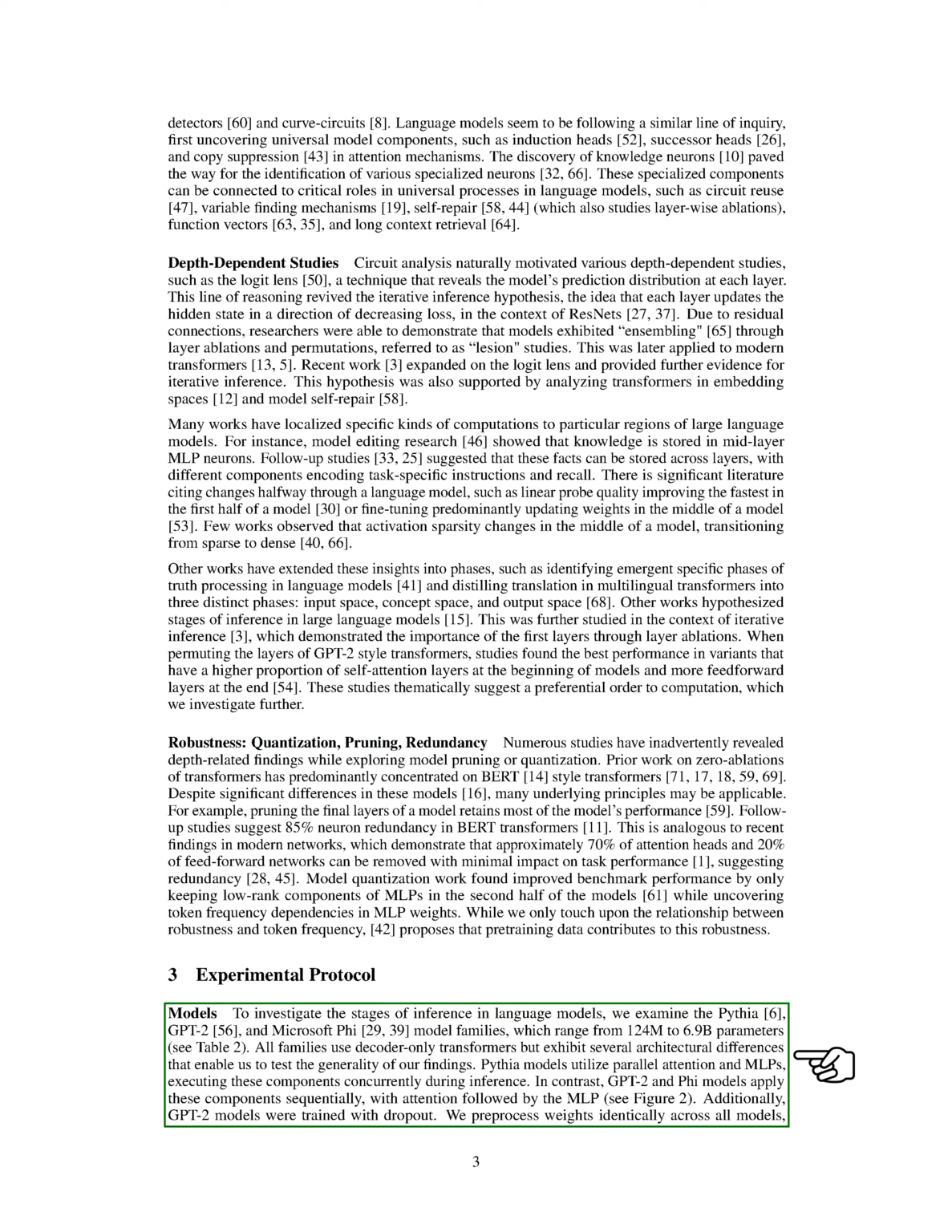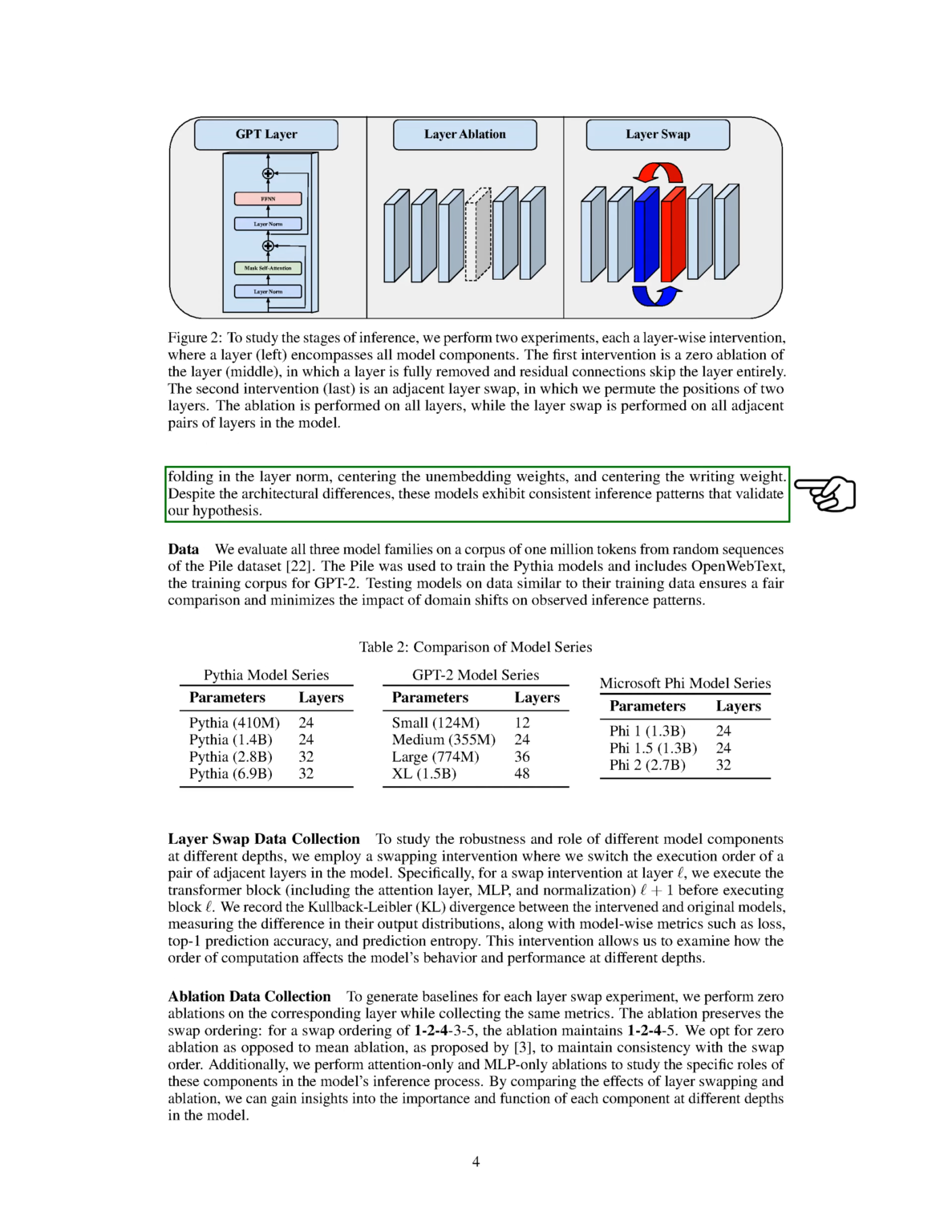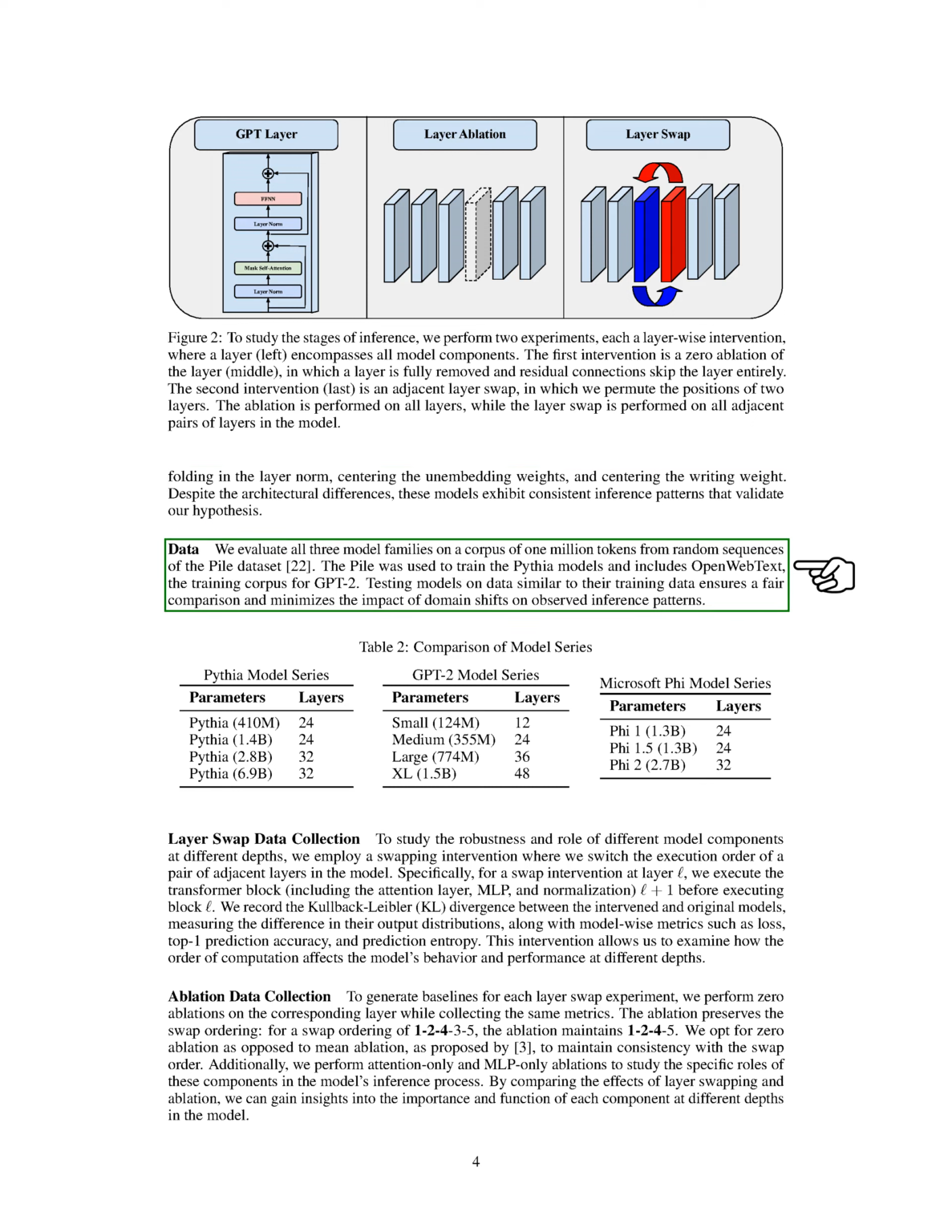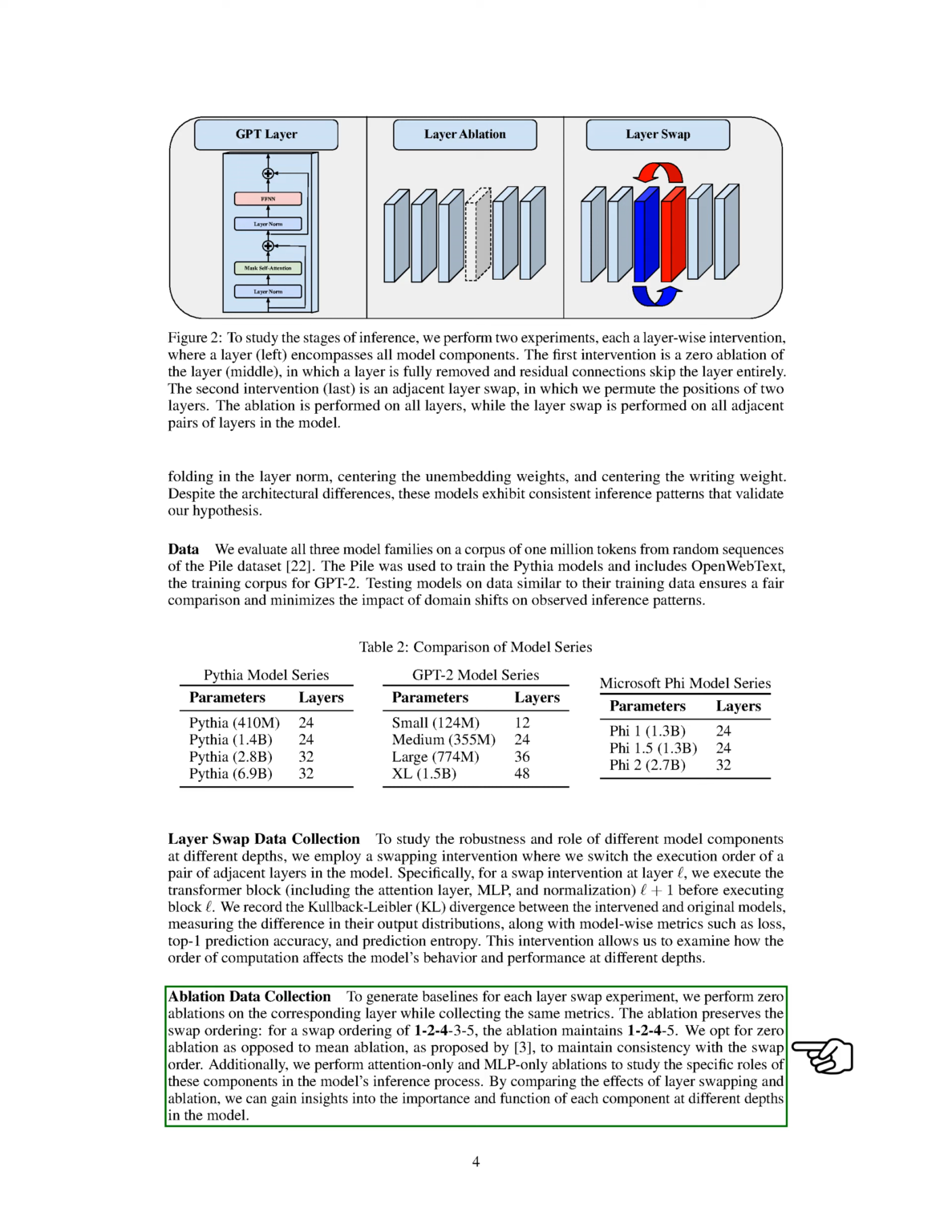To investigate the inference stages in language models, we have studied the Pythia, GPT-2, and Microsoft Phi model families, which vary in parameters from 124M to 6.9B. Despite architectural differences, these models exhibit consistent inference patterns. We have evaluated them on a dataset to ensure a fair comparison and minimize the impact of domain shifts. By conducting layer swap interventions and ablations, we have gained insights into the importance of different model components at various depths.